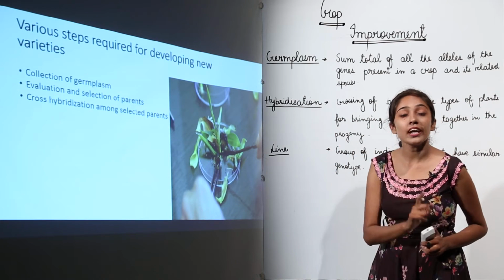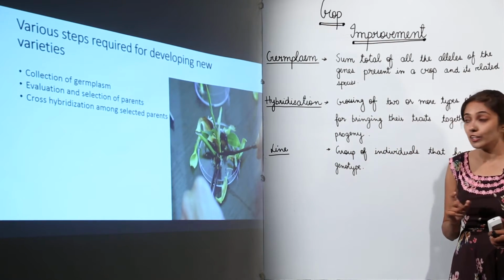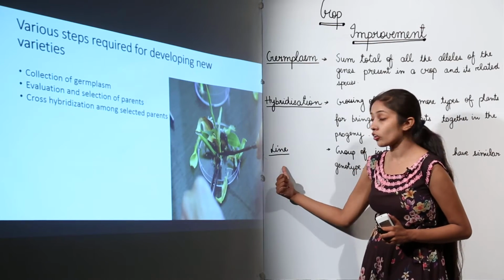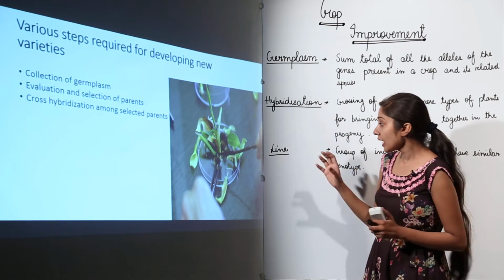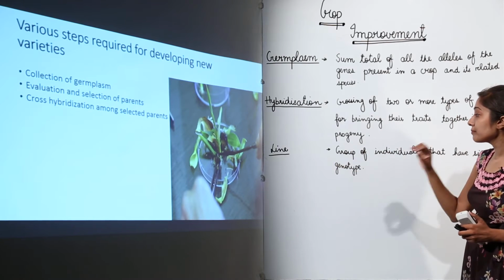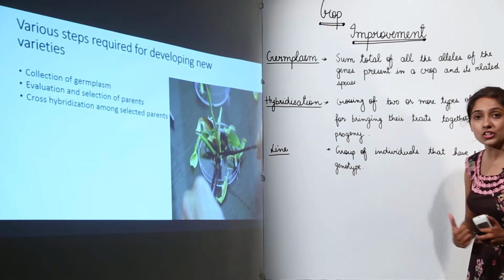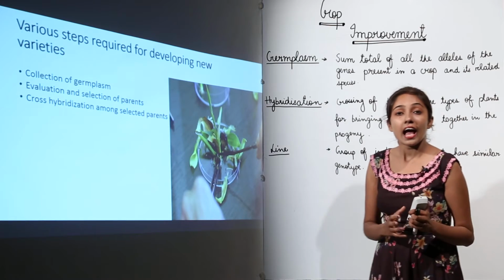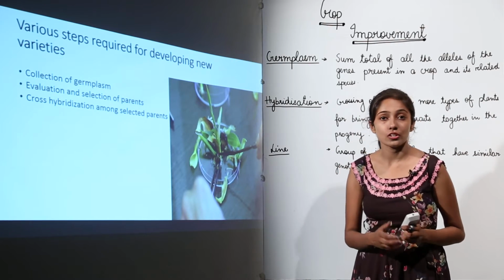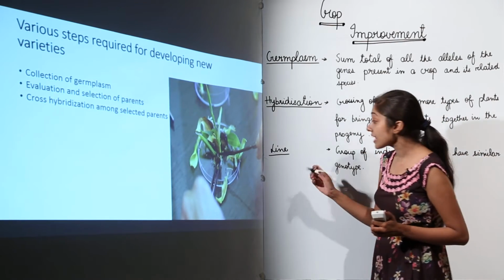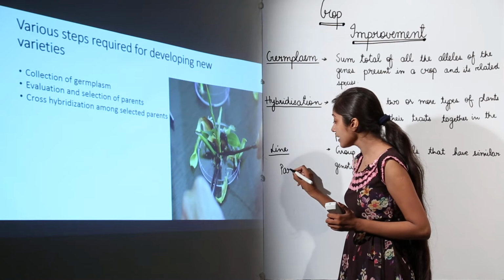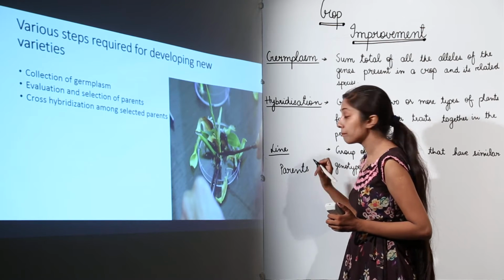Now for hybridization, we need to understand what we mean by lines, or pure lines. Pure lines, or lines, means a group of individuals that have similar genotype. So they are a pure line. And in case of hybridization, we also call pure lines as parents. What do we call them? We call them parents.